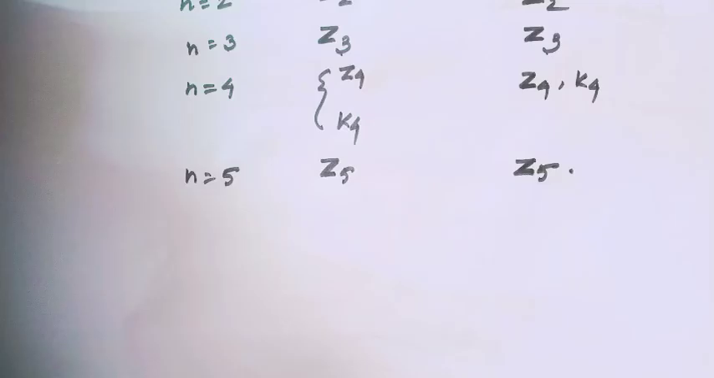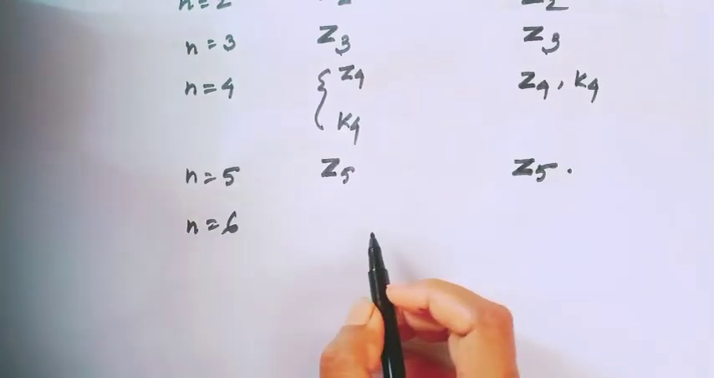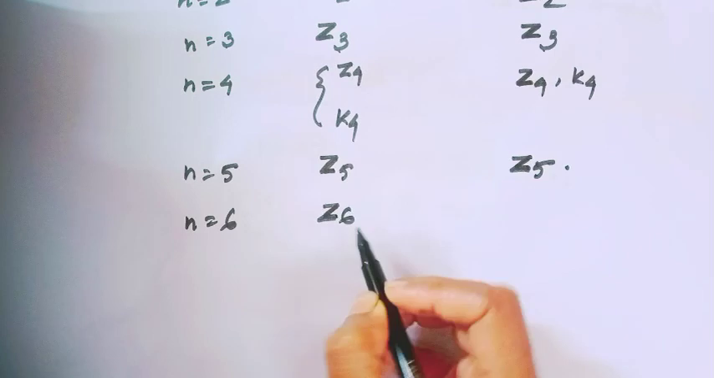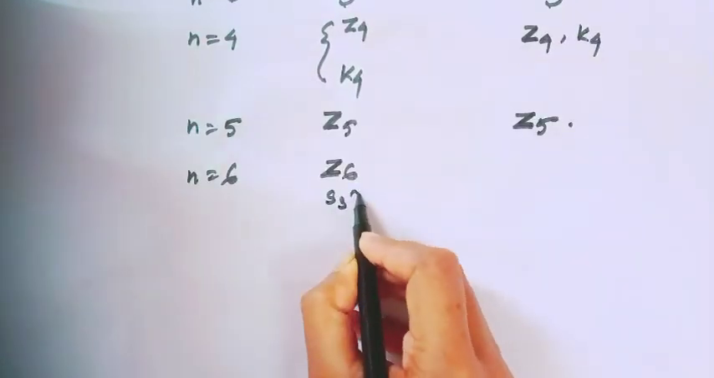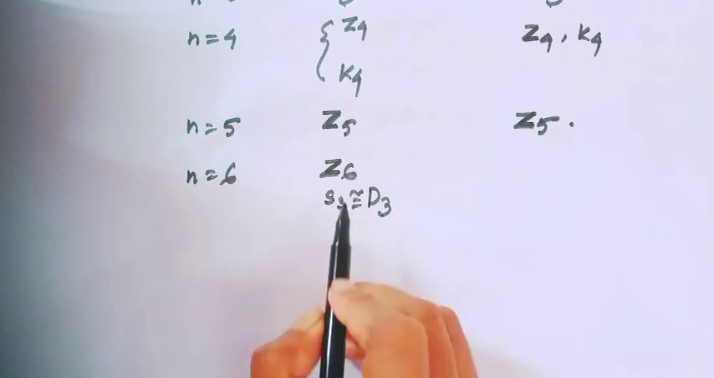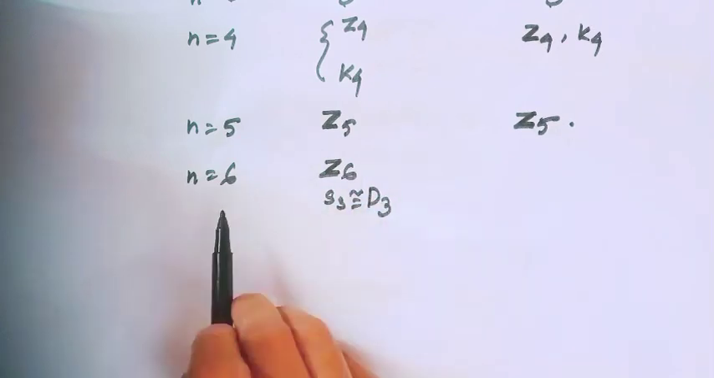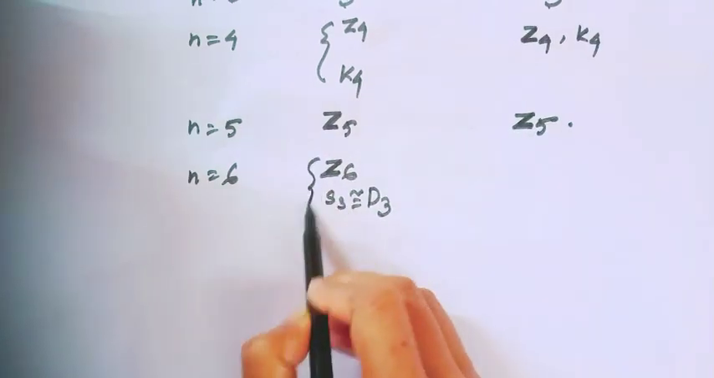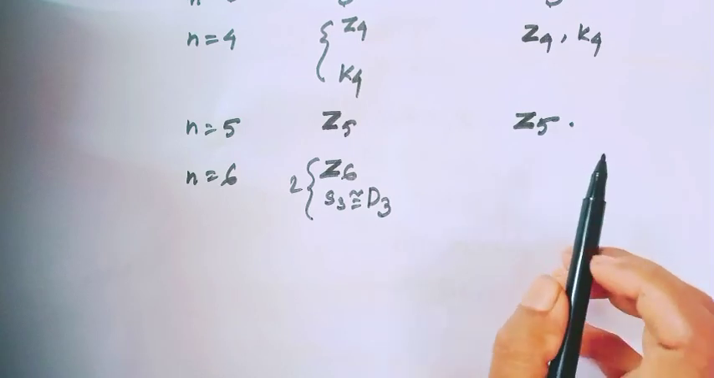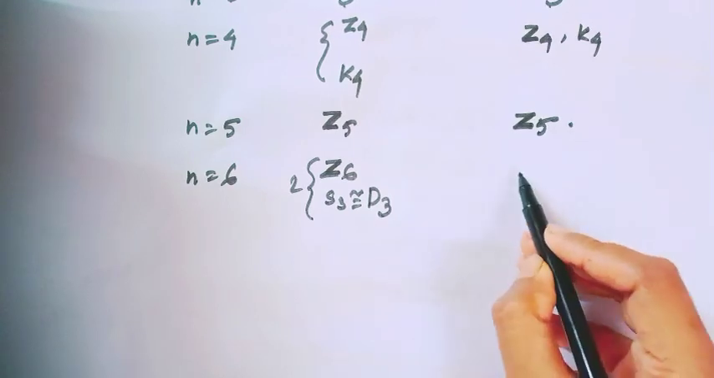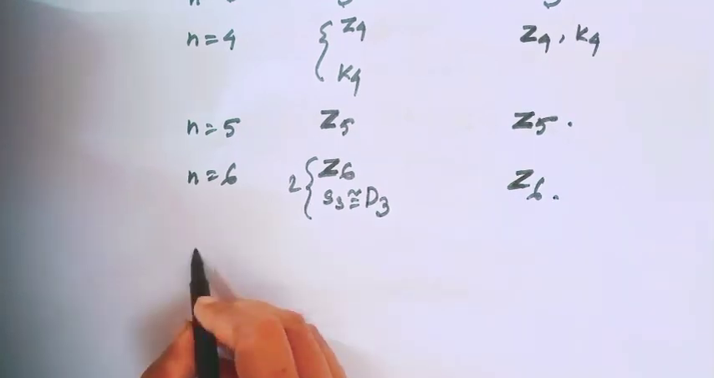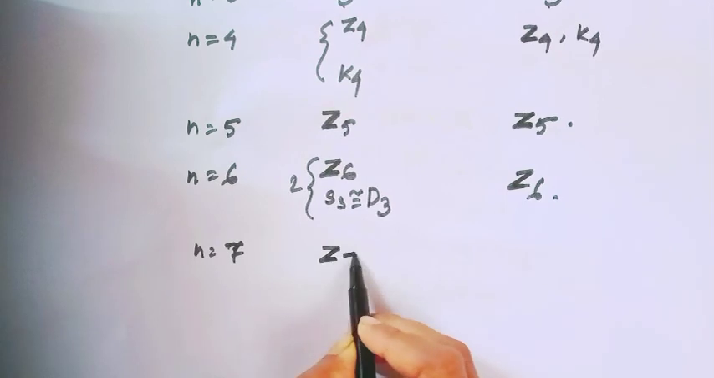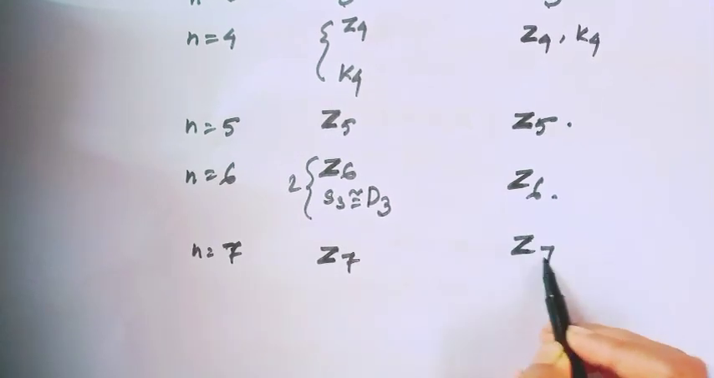similarly Z5. When n equal to 6, then number of groups up to isomorphism is 2, one Z6 which is cyclic and other S3 which is isomorphic to D3, a non-abelian group. That means when the order of the group is 6, then number of groups up to isomorphism is 2, but number of abelian groups up to isomorphism only 1. This is Z6. When n equal to 7, this is a prime number, so always will be cyclic. This is only Z7, abelian also only Z7.